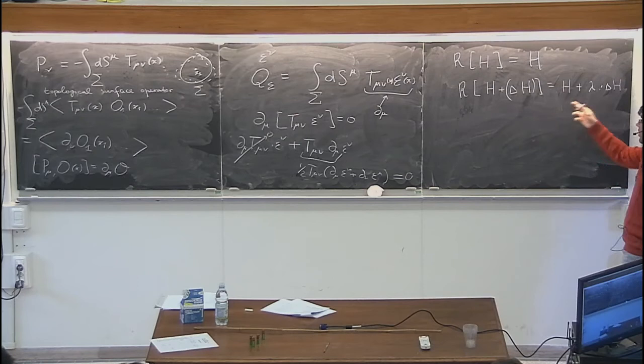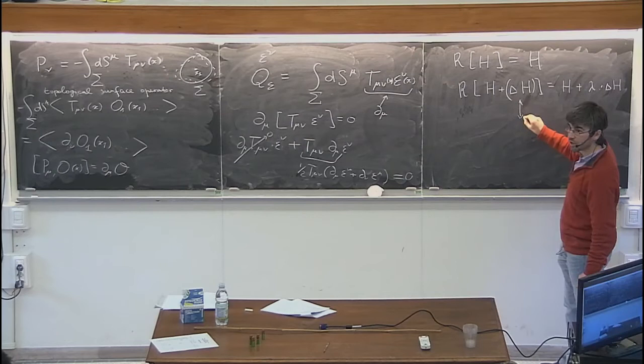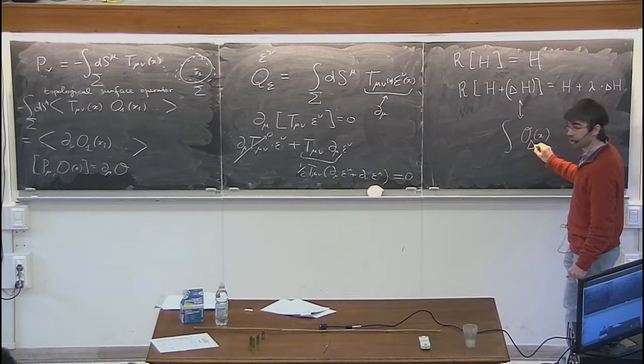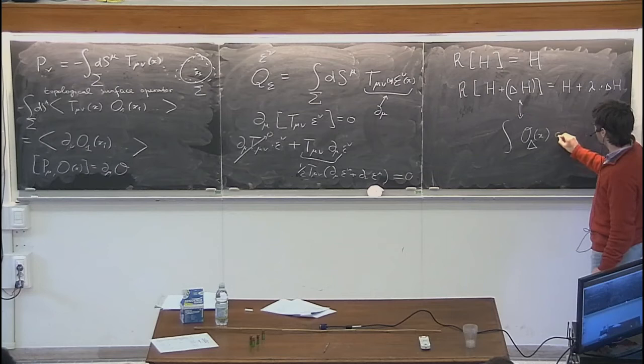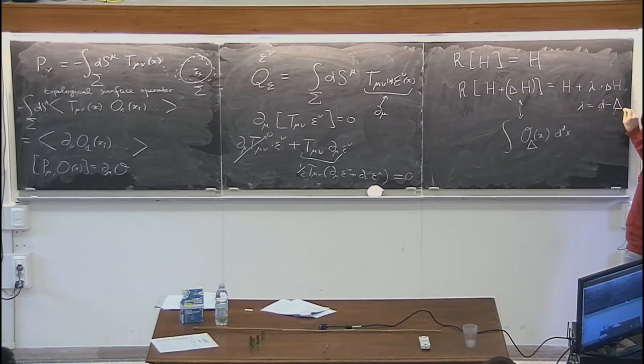Now, every such delta H is going to be associated with a local operator. It's going to have the form of an integral of some local operator of a particular scaling dimension delta, times d^d x. And the eigenvalue in this equation, lambda, is going to be equal to d minus delta. Let me take this small delta. So the eigenvalue of this equation is in one-to-one correspondence with the scaling dimension of the operator.